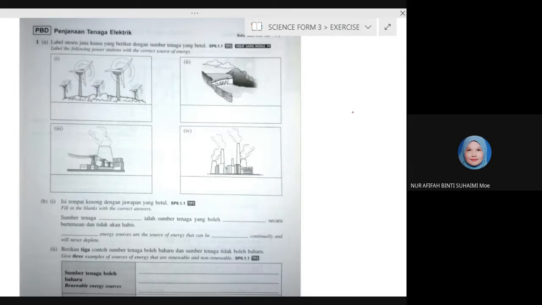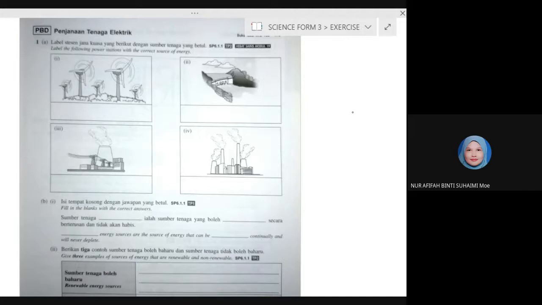Okay, the source of energy. Still remember the source of energy, we have two types of sources, renewable and non-renewable energy. Renew means it will not finish. Non-renewable means it will finish. It will run out one day.